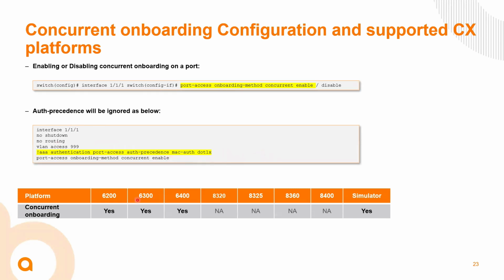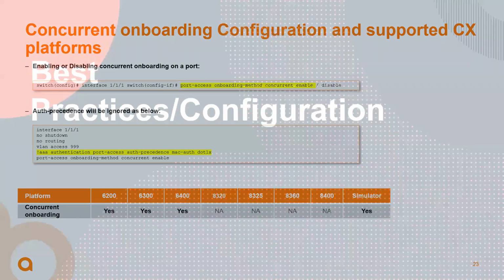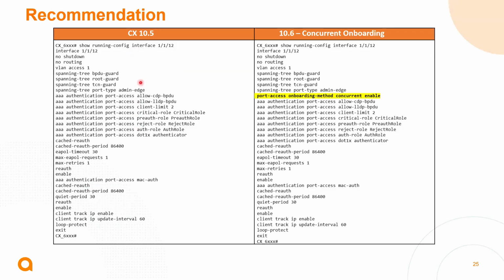This concurrent onboarding, or parallel authentication, is supported on 62, 63, 64, and also on the AOS-CX simulator. As the best practice in 10.5, we recommend the following configuration on the port: if you want to use concurrent onboarding and you know that the RADIUS server will not block more than one access request reaching it, then you can enable concurrent authentication on those ports.